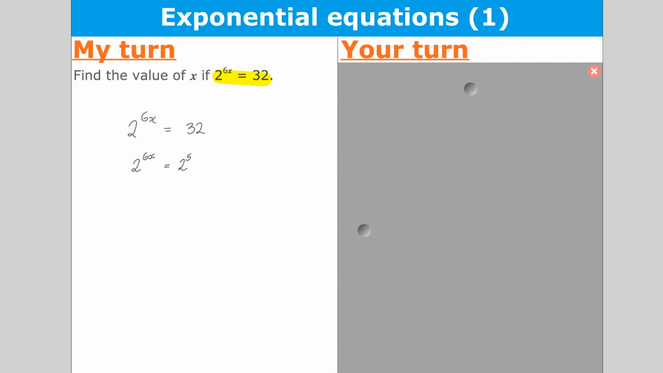Now the only way on earth this can be true is if 6x equals 5. So we can write that. Therefore 6x must equal 5. Dividing both sides by 6, we get ourselves the final answer, x is equal to 5/6. And happy days, hey presto, we're there.